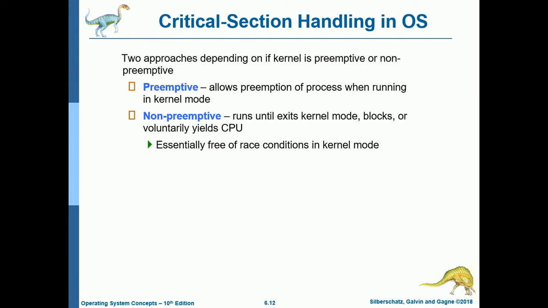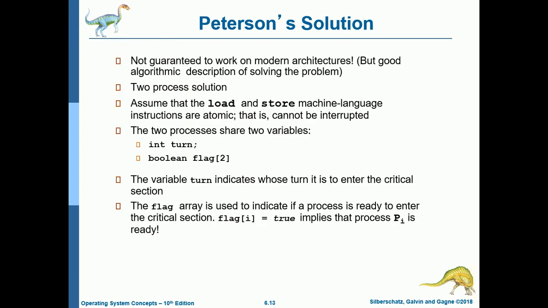And then we have non-preemptive, which runs until it exits kernel mode, blocks, or voluntarily yields the CPU. Non-preemptive means that regardless of priority, if you are first in line, you have to finish your execution first. So it is essentially free of race conditions in kernel mode. Non-preemptive is safer than preemptive because it will not produce race conditions. We also have Peterson's solution. It is not guaranteed to work on modern architectures, but it is a good algorithmic description of solving the problem.